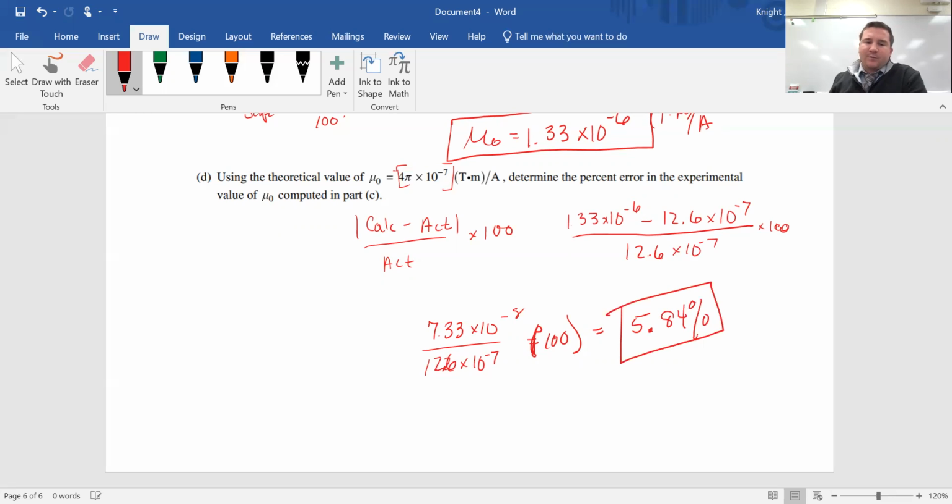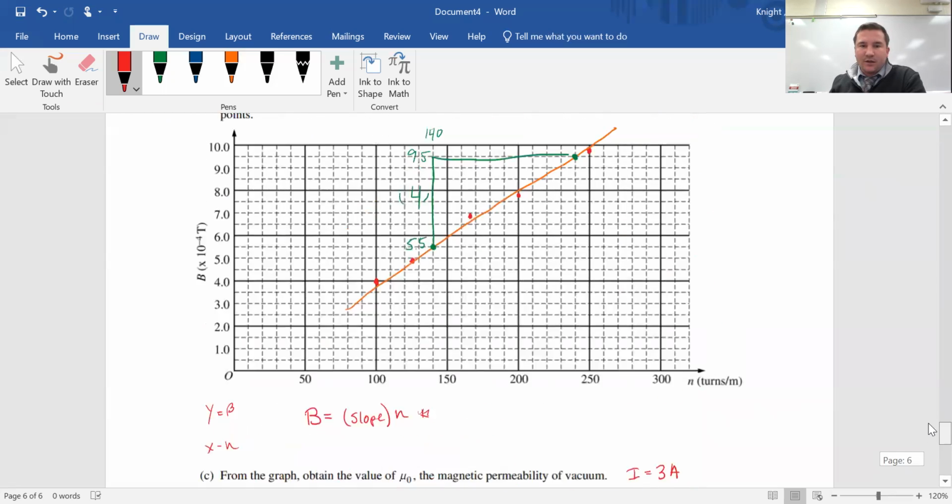I don't know if they're looking for a specific value. Like if you did really bad, do you get less credit there? What's it say? Their percent error was 3.5, which was a little bit better than mine, but whatever, screw them. So there is problem number 3 for you.